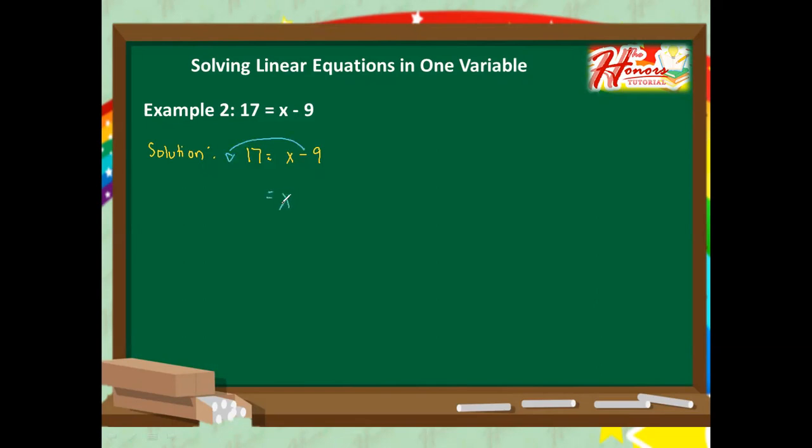So let's have x here and then copy 17. Sign of 17 is positive, so plus 17. And then negative 9 will be transposed at the left side of the equation, then it will become 9. You have to get the opposite sign of it, and that's positive. And then copy x. 9 plus 17, that's 26. So 26 equals x, or you can just write it as x equals 26. It is the same. So that's the answer for example number 2.